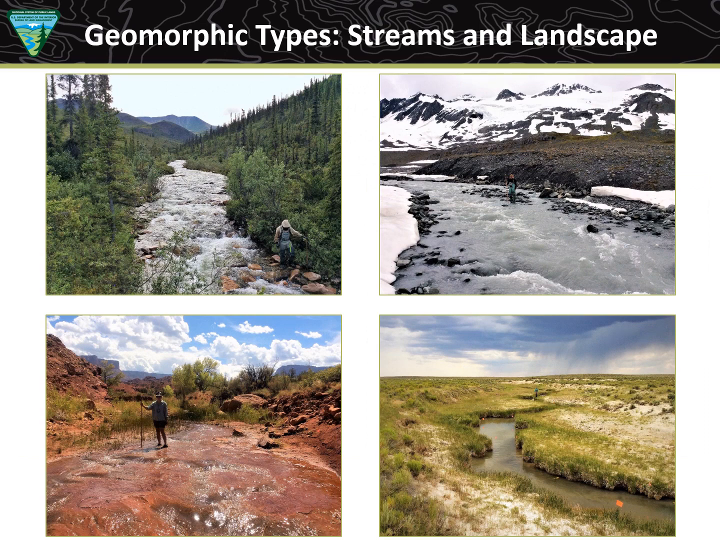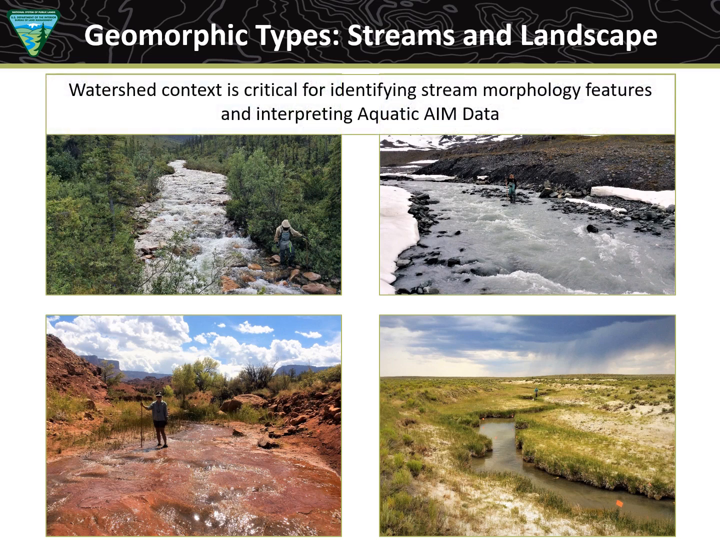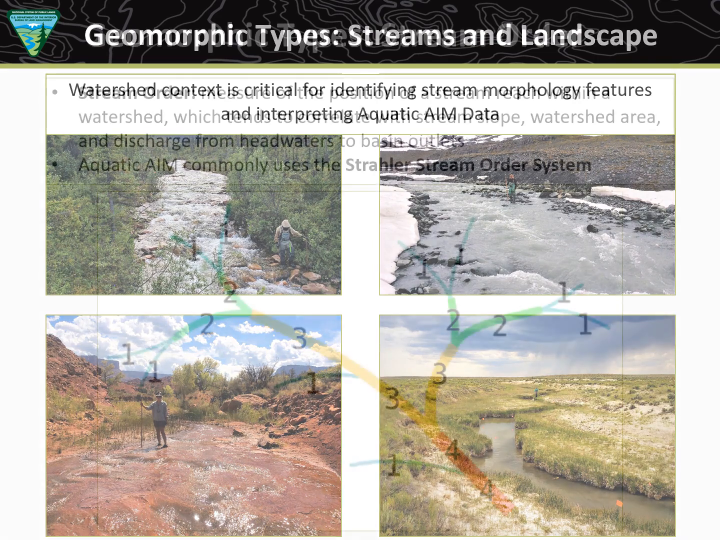In addition to classifying streams by flow permanence, it can also be helpful to think about streams relative to their position in a watershed. Headwater mountain streams have very different characteristics than streams that drain lower elevation shrublands, grasslands, or deserts. Many BLM districts contain a combination of these ecosystems. Keeping this watershed context in mind is critical for identifying stream morphology features and interpreting aquatic AIM data.